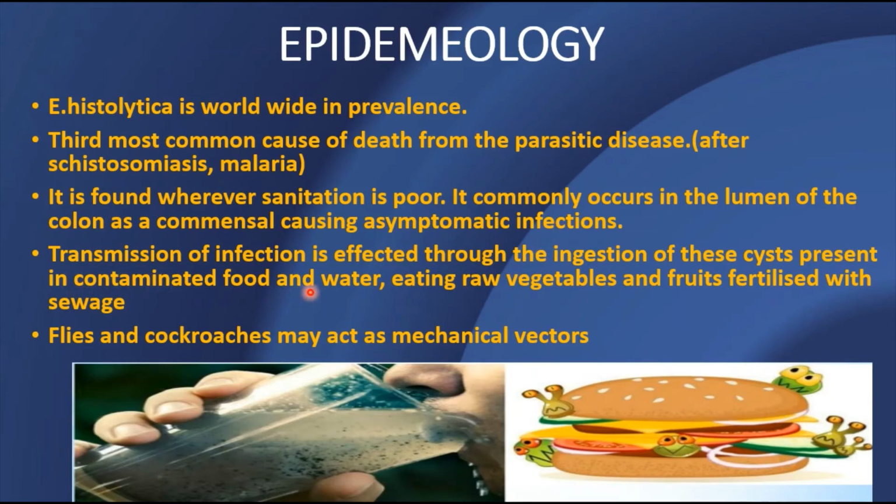The transmission of this infection is effected through the ingestion of cysts, which are the infective form of Entamoeba histolytica, present in contaminated food and water. Eating raw vegetables and fruits fertilized with sewage can also be one of the reasons for getting this amoebiasis disease. And flies and cockroaches may act as mechanical vectors in transmitting this disease, especially the cyst.